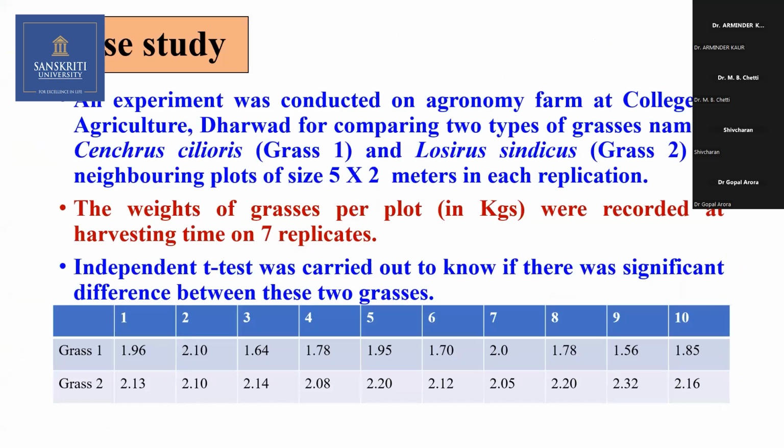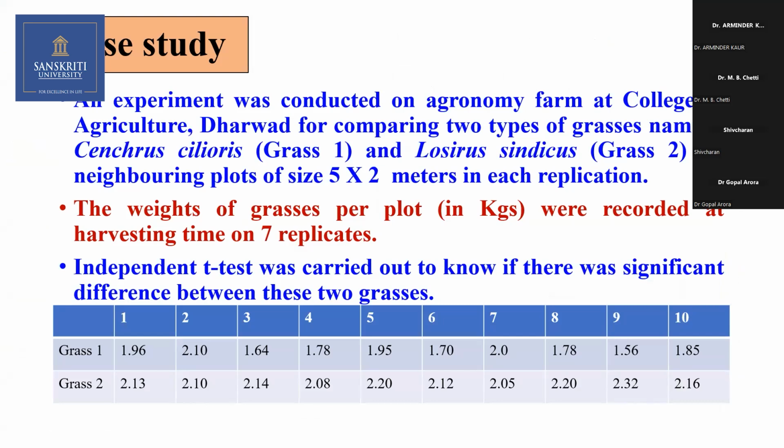Now, see, the interpretation starts now. An experiment was conducted on the agronomy farm at the College of Agriculture to test different types of grasses. There are 2 types of grasses, grass 1 and grass 2. Its yield per plot was collected. Weight of grasses per plot in kgs.